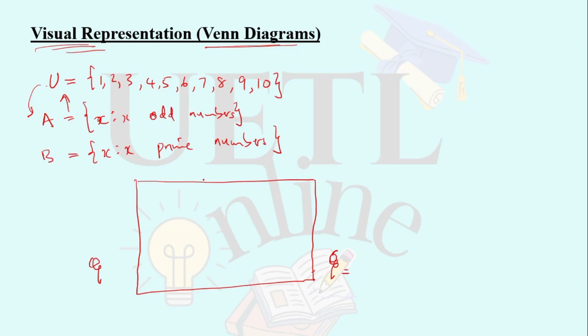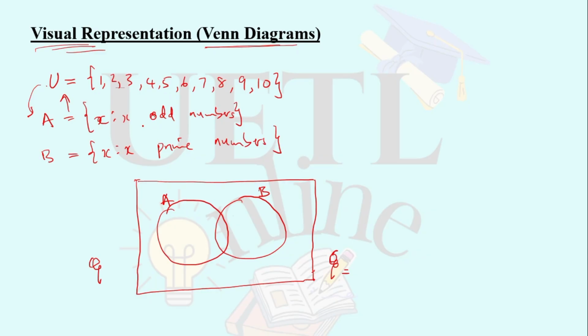In this universal set, you're going to write all these elements. But first, you write A in a circle, then you write B. Keep an option for overlapping, so that you may have elements which are in both A and B. Here we have B. The first thing is writing the elements of A which are not in B.